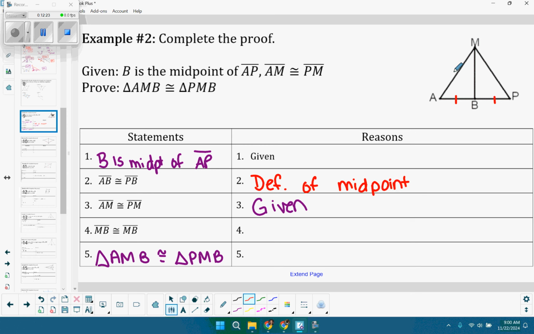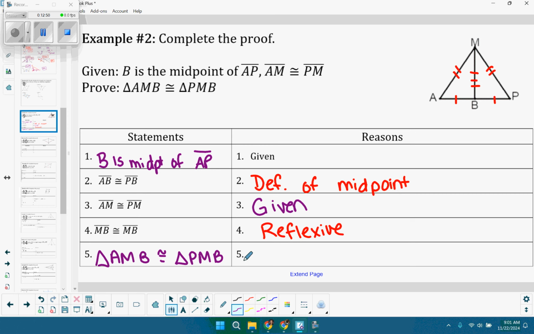We knew that segment AM and segment PM were given as being congruent, so I'm going to mark those in my picture as well. And now we have segment MB congruent to segment MB. That is something congruent to itself, which is reflexive. So the final step is to say that the triangles are congruent. And in our proofs, that step will always be our shortcuts.